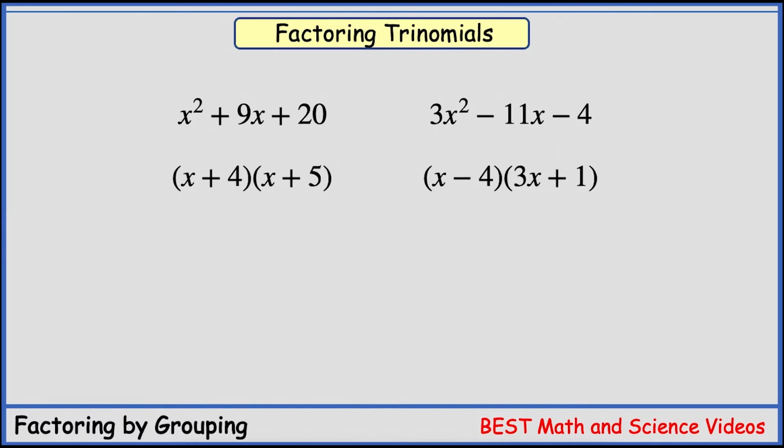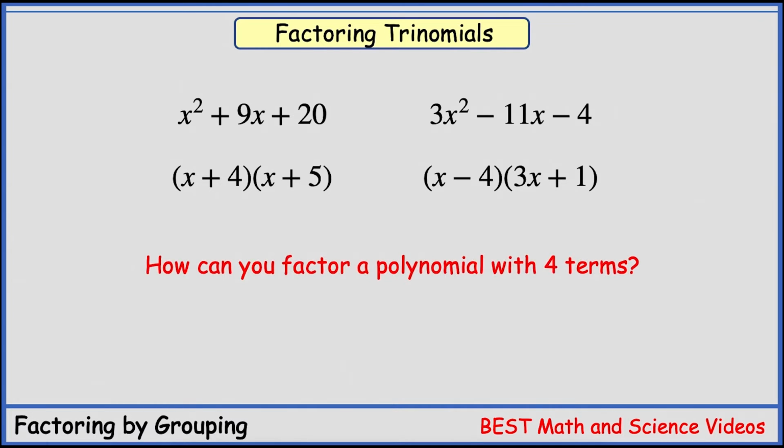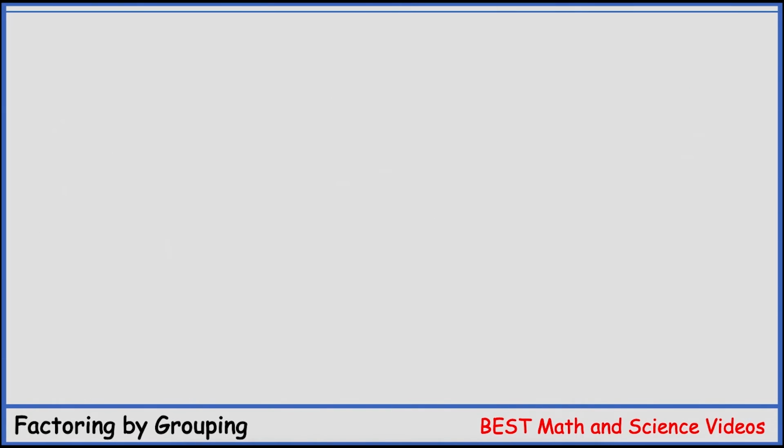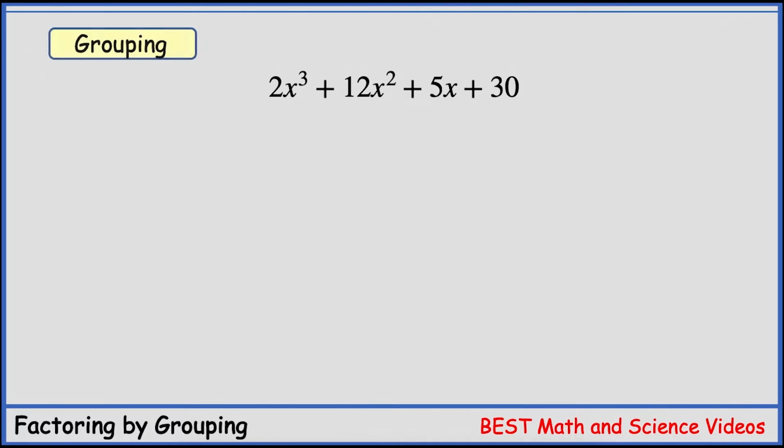These methods work for many trinomials, but what happens if the polynomial has four terms? How do you factor it then? Look at this example. How can you factor 2x cubed plus 12x squared plus 5x plus 30? When a polynomial has four terms, you can often factor it using a method called grouping.